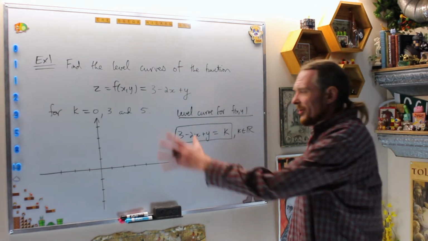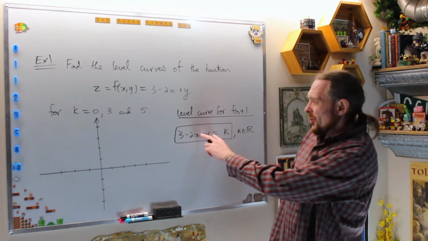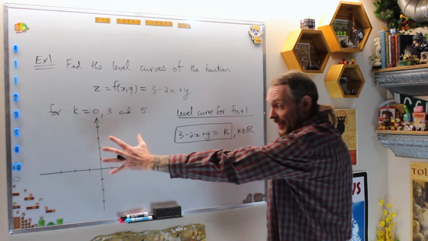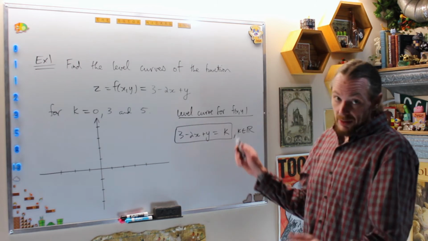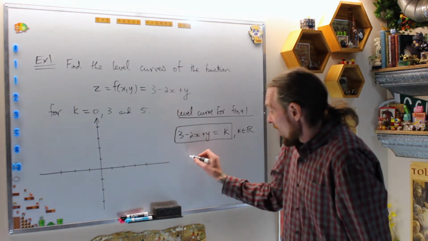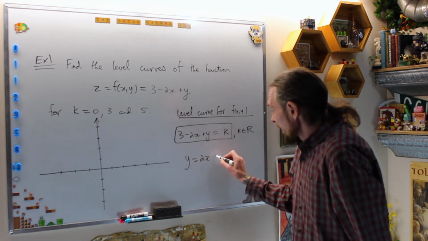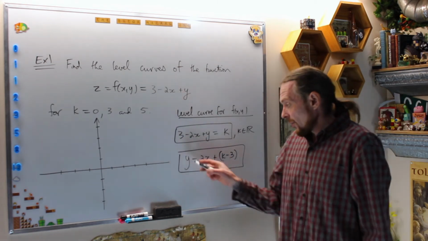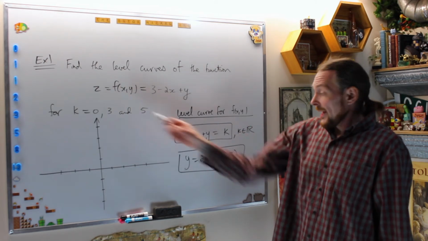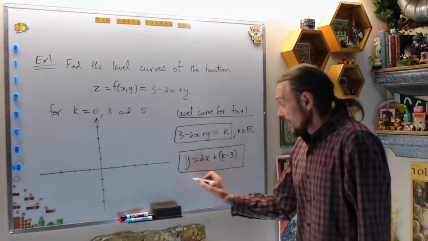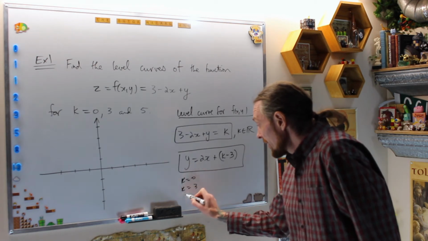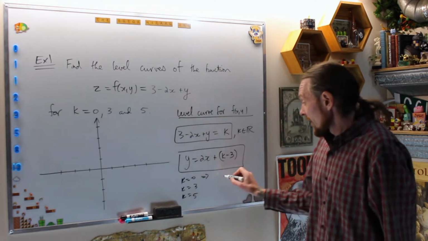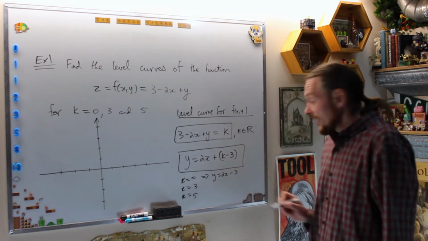From this, we now go back, because now you see that we have an equation of 2 variables, not 3, we can draw, hopefully, a graph in the plane or a curve in the plane. That's why they're calling them level curves. What we're going to get from this is solving for y. I get y equals 2x plus k minus 3. Those are straight lines, y equals mx plus b. Now for k equals 0, k equals 3, and k equals 5, say, what am I going to get? When k is 0, we're going to get y is 2x minus 3, that straight line.